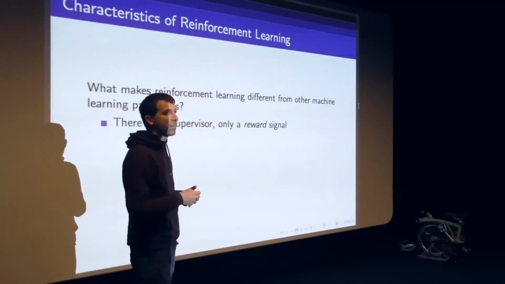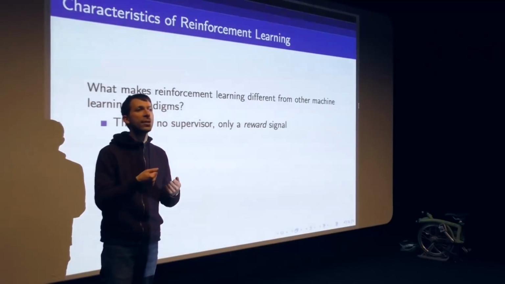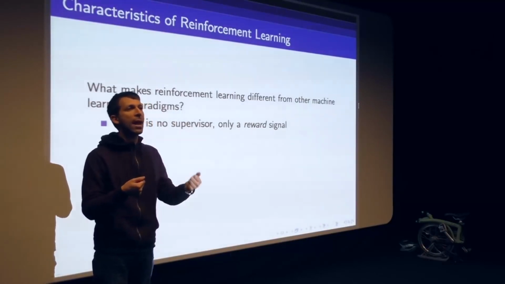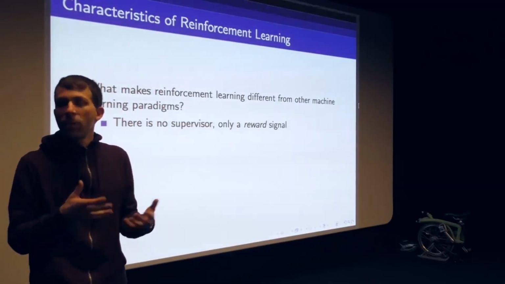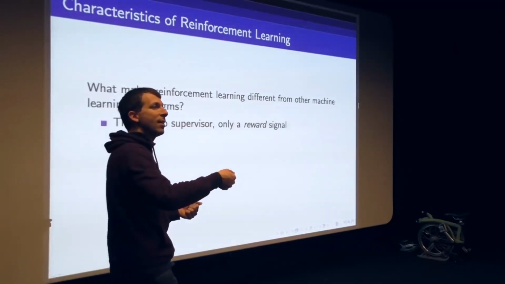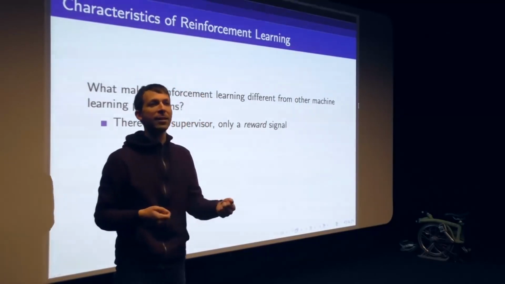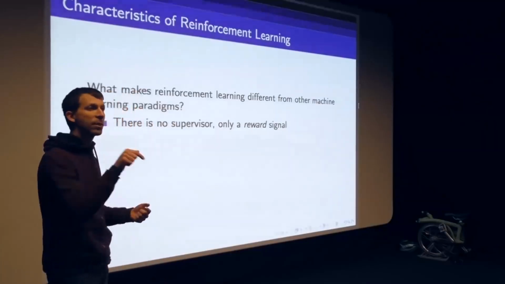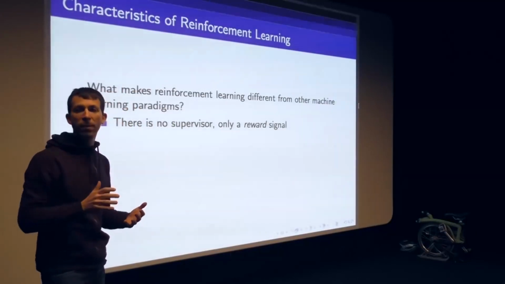The first one is maybe the most obvious: there's no supervisor. When we do reinforcement learning, no one tells us the right action to take. Instead, it's a trial and error paradigm. There's just this reward signal saying, that was good, or that was bad, or that was worth 3 points, or that was worth minus 10 points. No one actually says that was the best action to take in this situation. So there's no supervisor.